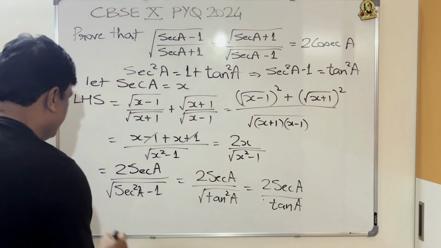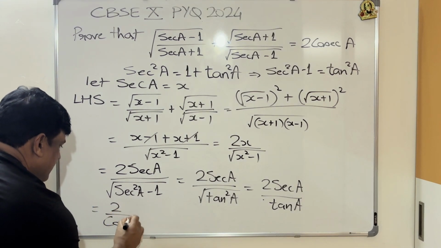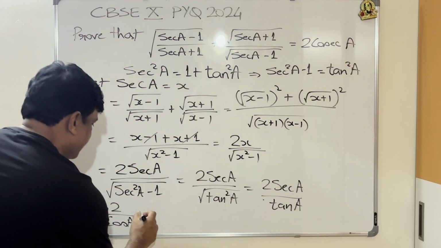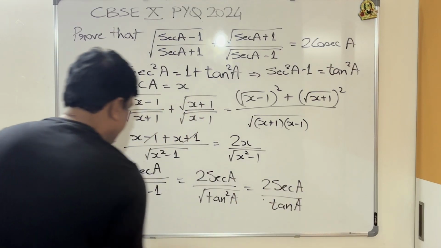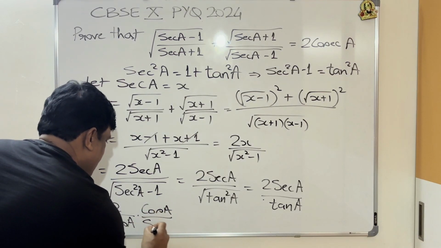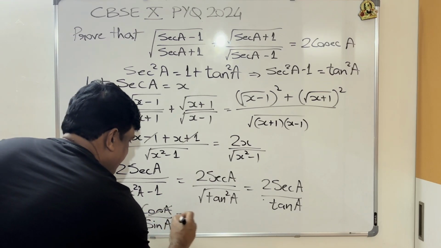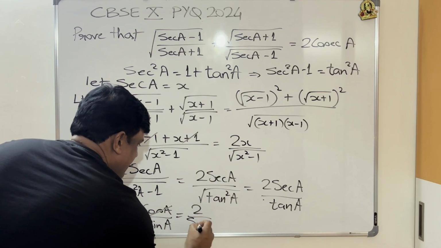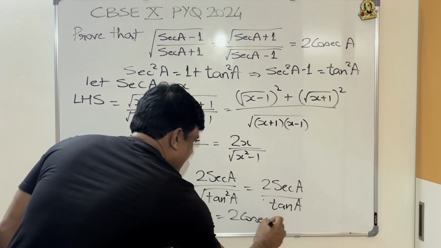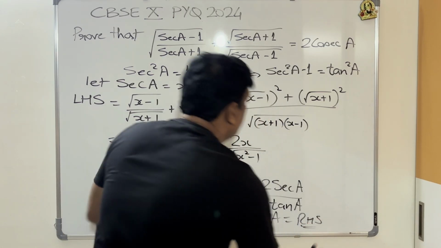Now go ahead and convert those. What do you get? This will become 2 by cos a times, you have a tan a in the denominator. So when you take it to the numerator, it becomes cot a. So cot a is cos a by sin a. So cos a gets cancelled. This becomes 2 by sin a. 2 by sin a is 2 cosec a, which is equal to RHS. Proved.